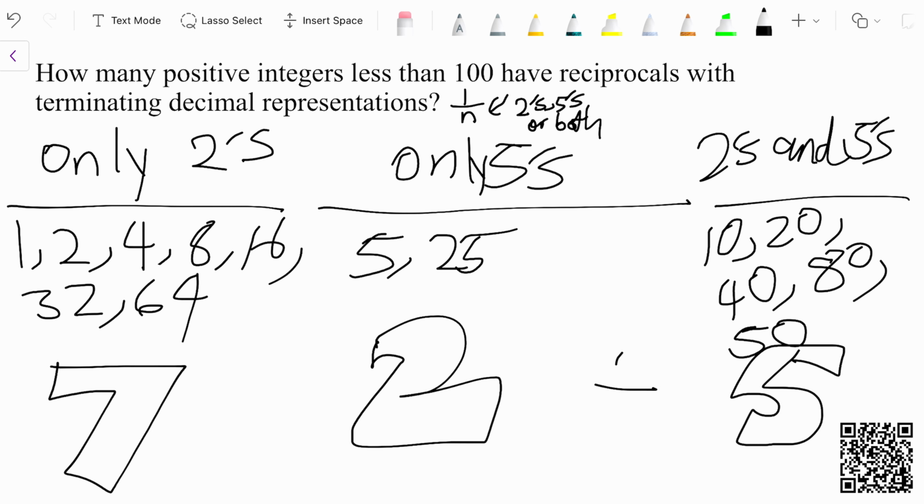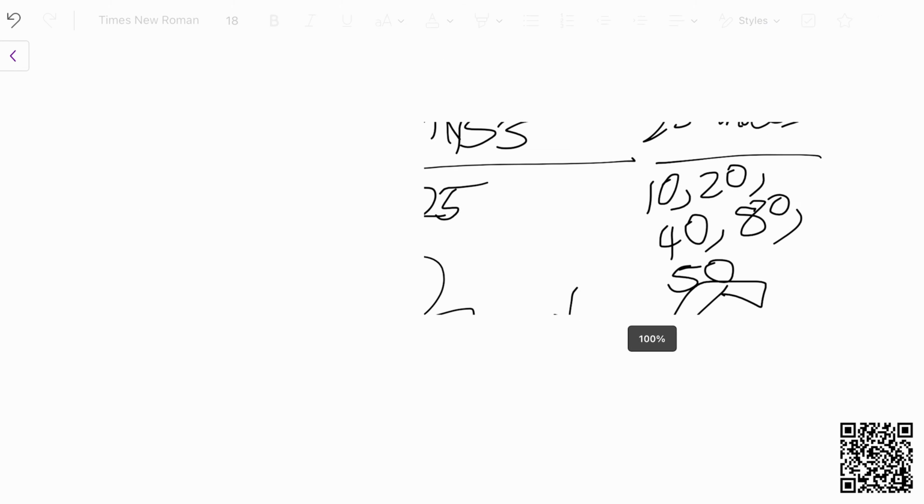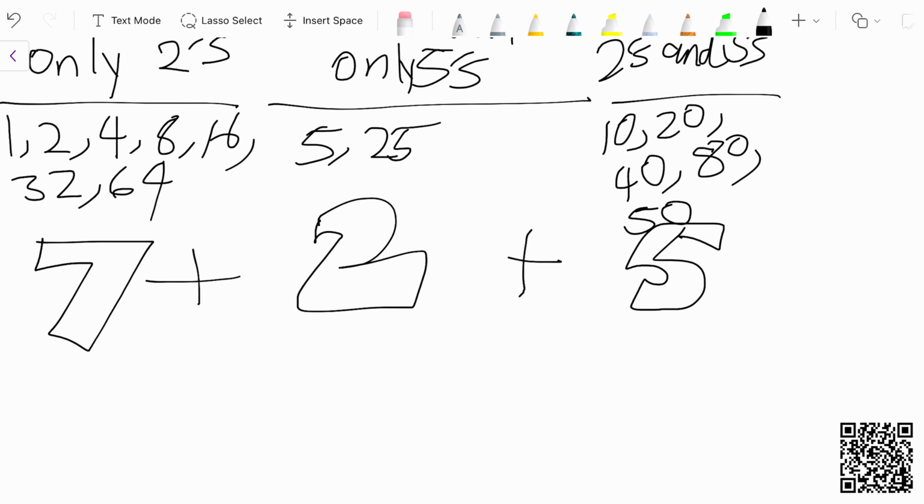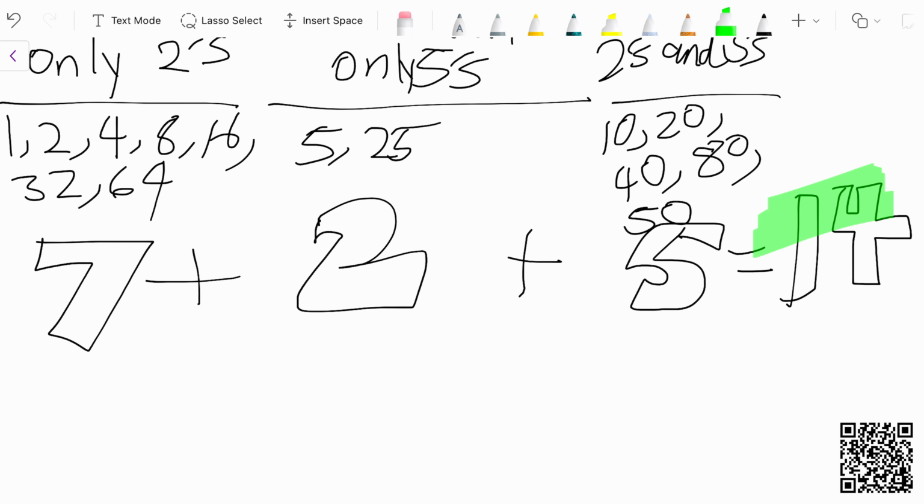So now we just add up all of the numbers that we got in each category, and we will get a good old, I'm going to do this in bubble letters because it looks cool. That is not a 4. We have a good old 14, and 14 is our final answer.